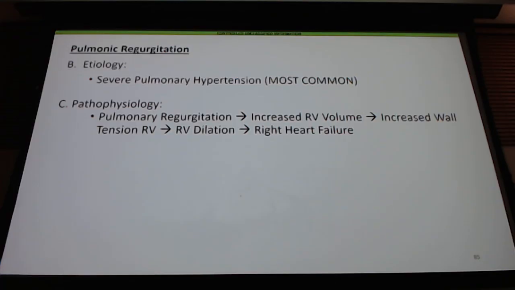Then we finished with talking about pulmonic regurgitation, and we said that with pulmonic regurgitation, the most common cause of it is actually pulmonary hypertension or pulmonary diseases that cause the pressure to increase in the pulmonary circulation. And unfortunately, what happens is you get that flow leaving the right ventricle into the pulmonic circulation and it just comes right back. So then you're going to have increased volume, which means increased pressure in the right ventricle, which then is going to lead to the experiencing of right-sided heart failure.